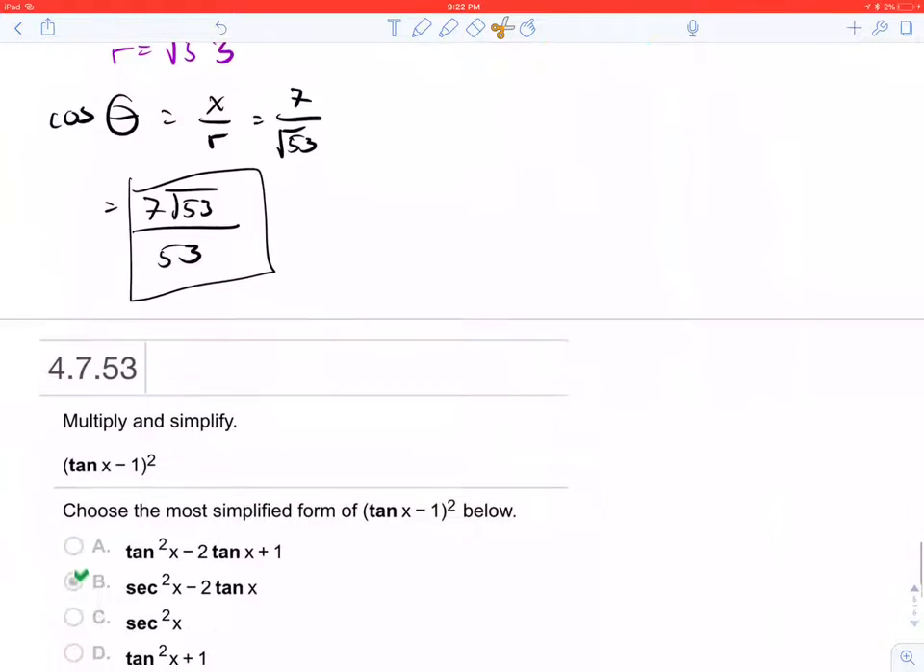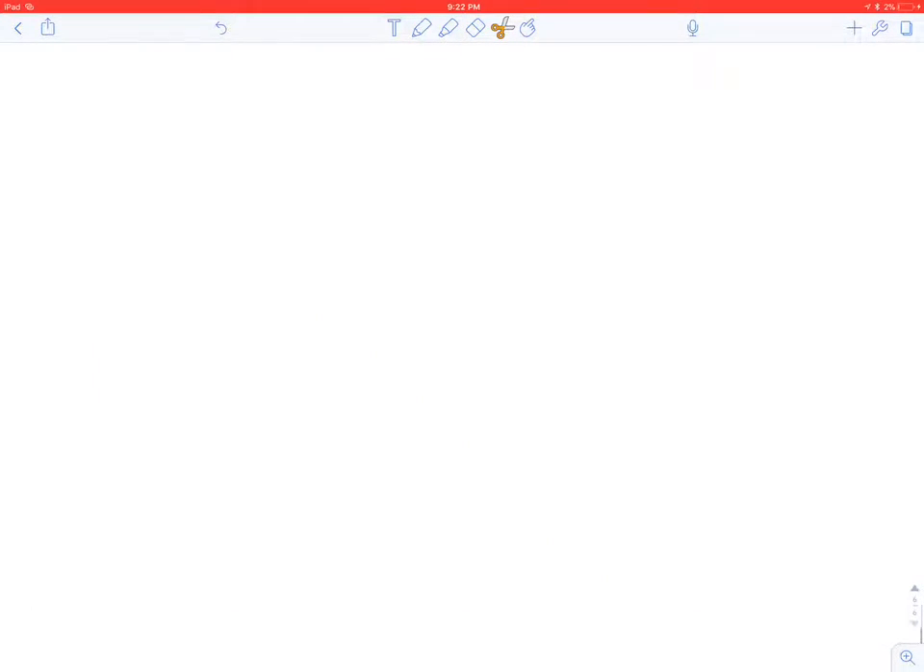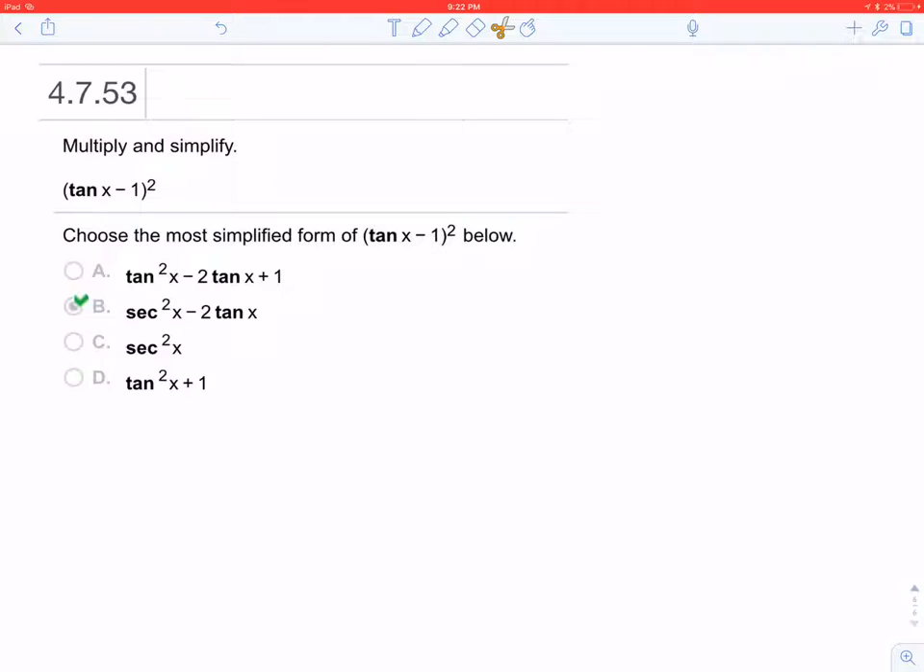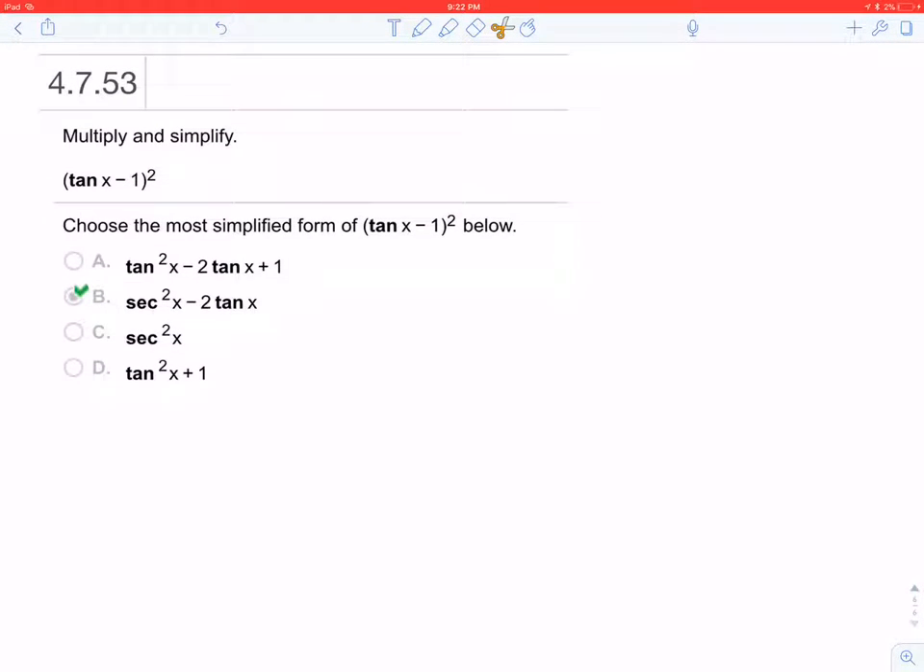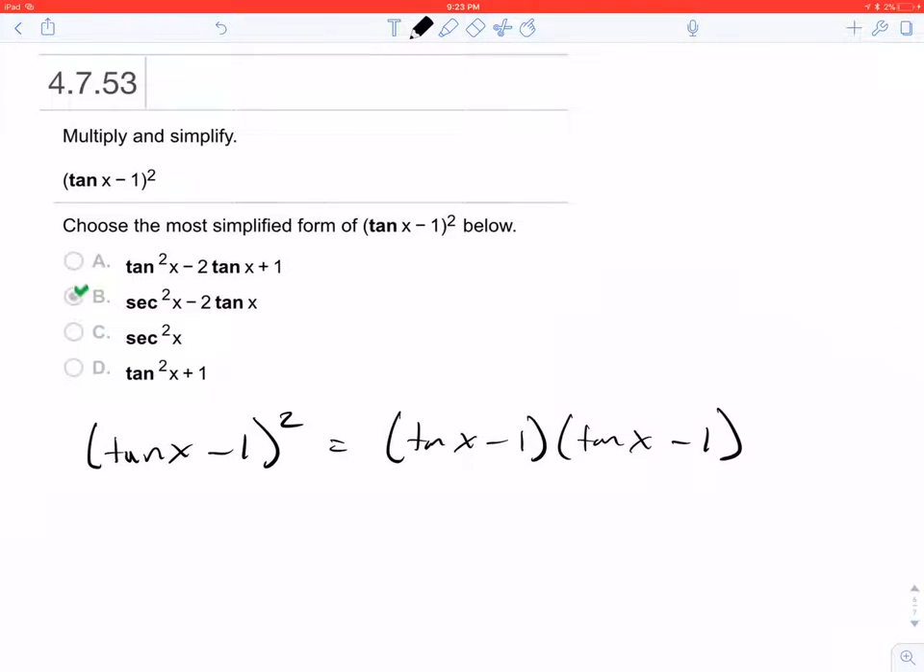Anyway, I think we have a couple more, and then we'll wrap up. Oh, one more. So this is the last one for this session, and then we'll wrap up. All right. So then this one comes and asks us to multiply and simplify. So let's take a look at it. So now we have tan of x minus 1 quantity squared, but that means we have tan of x minus 1 times tan of x minus 1. That's what the squared means.